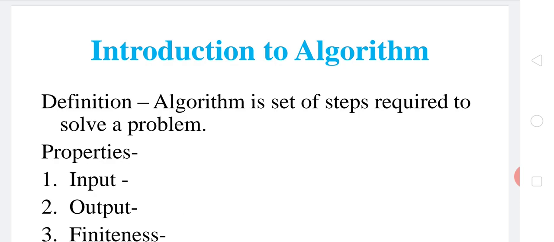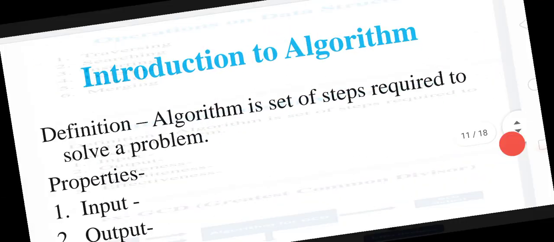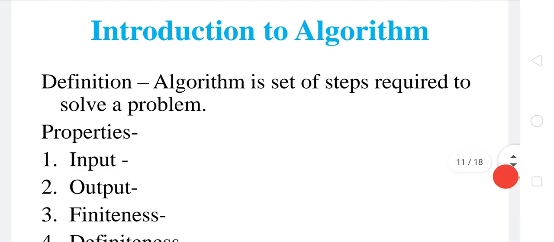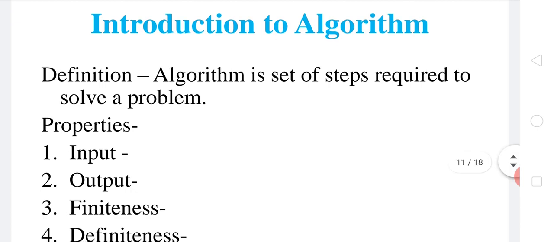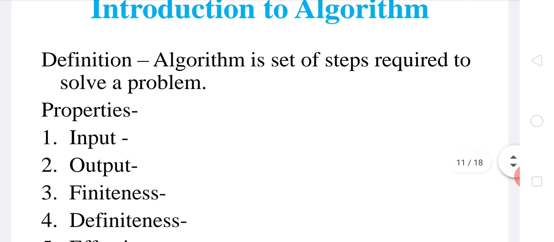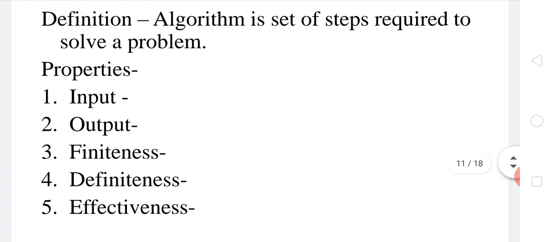The next point is introduction to algorithm. First we will see the definition. An algorithm is a set of steps required to solve a problem. An algorithm must have some properties. The first property is input, second output, third finiteness, next definiteness, and the last effectiveness.